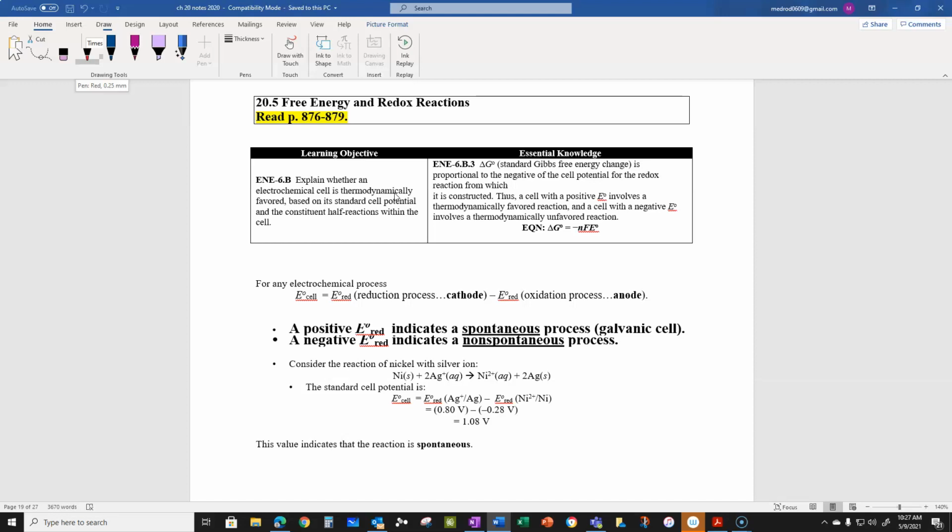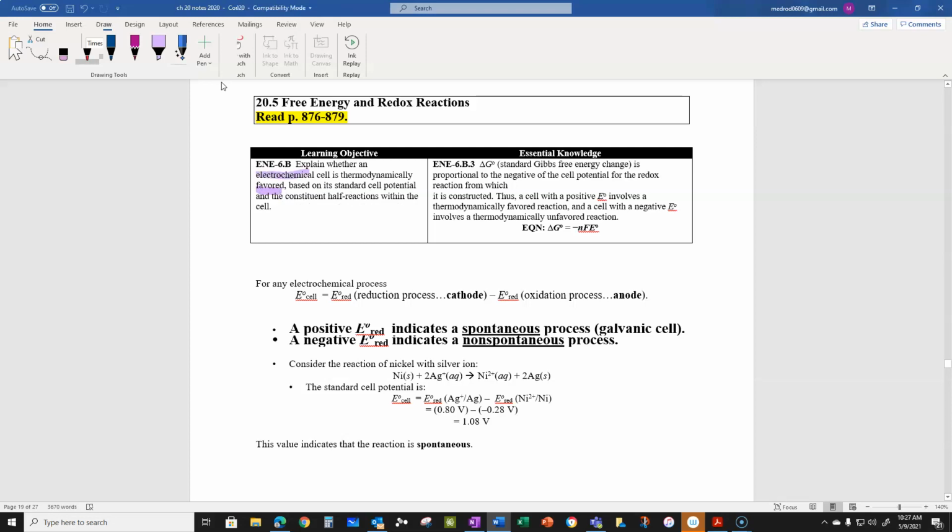Explain whether a thermochemical cell, okay, so voltaic cell, is thermodynamically favored. So we're looking for that delta G and E to be opposite signs based on the standard cell potential and the half reactions within them. Okay, so based off that cell potential and those half reactions, because the electrons are going to be a big key to this calculation.